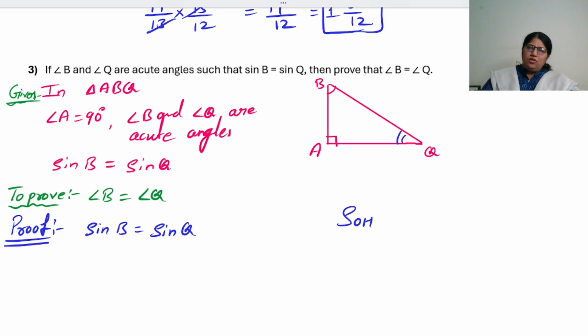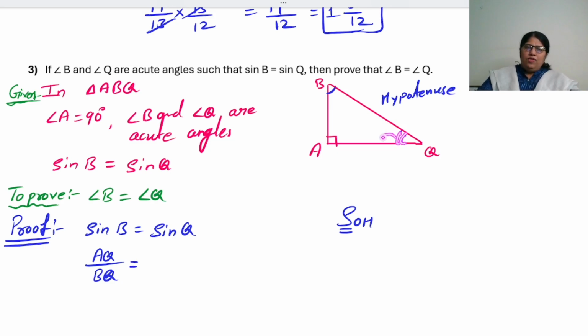Again SOHCAHTOA, so sine is nothing but opposite by hypotenuse. Now with respect to angle B, what is your opposite? The hypotenuse place is always fixed, right? So your hypotenuse is nothing but BQ. Now, if I am considering angle B, AB is adjacent, BQ is hypotenuse, and AQ is opposite, right? So, how are you going to take it here? Sin B is opposite by hypotenuse. So this is AQ by BQ is equal to, now consider angle Q.